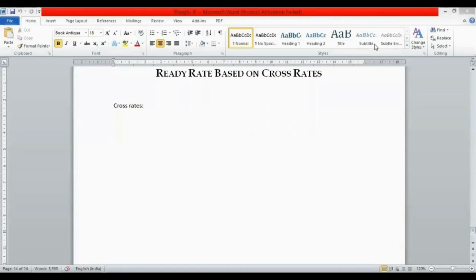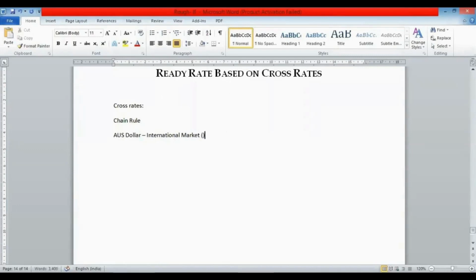Cross rate can also be considered as the chain rule. Cross rate can also be called the rule of chain, or chain rule, as we say. Because what we want to know is the Australian dollar rate, but that rate is not available in the local market. So what will the bank do? The bank will try to approach the international market.